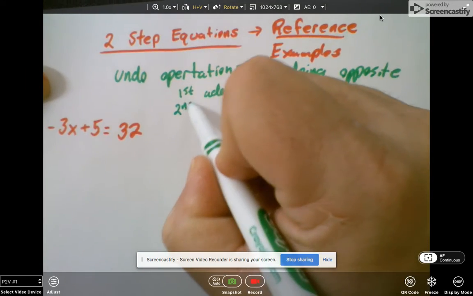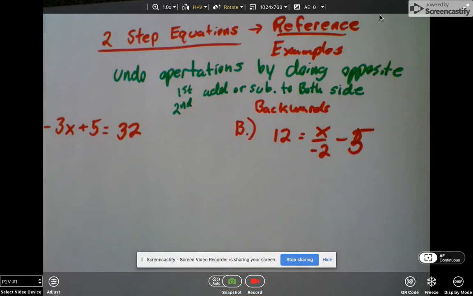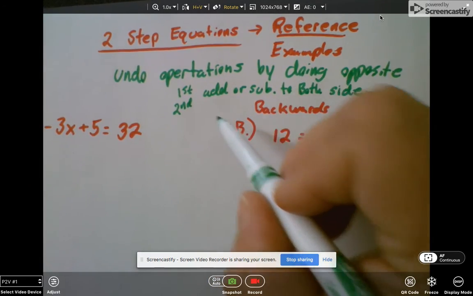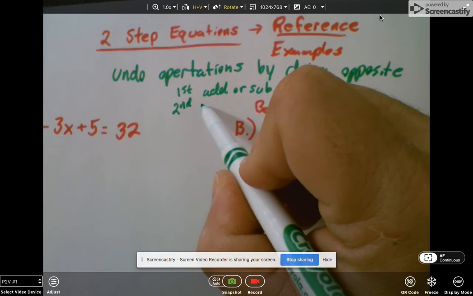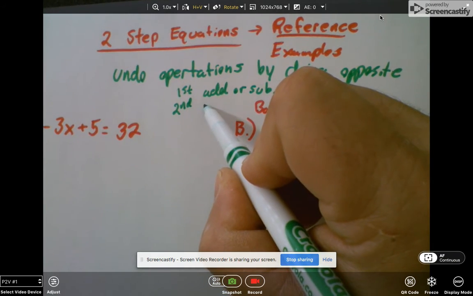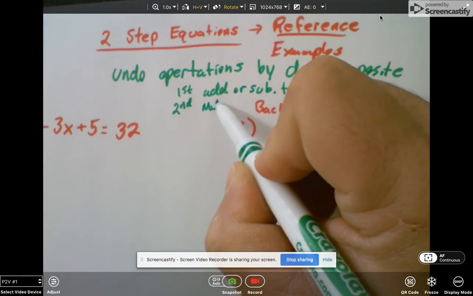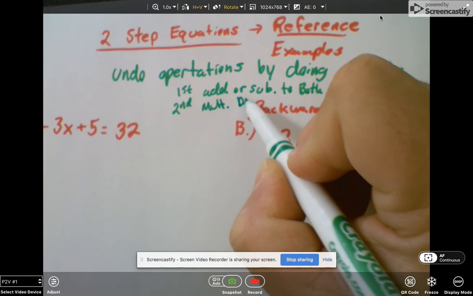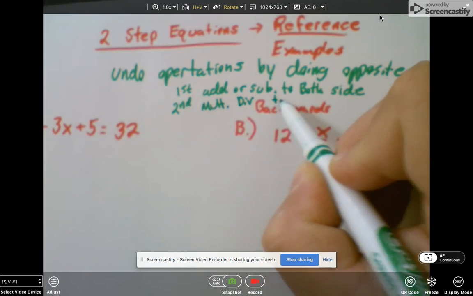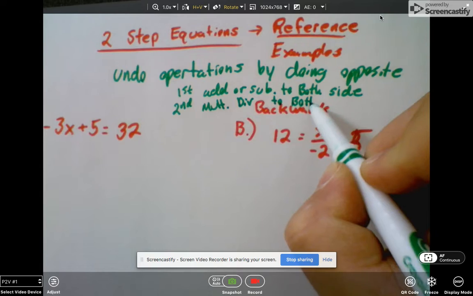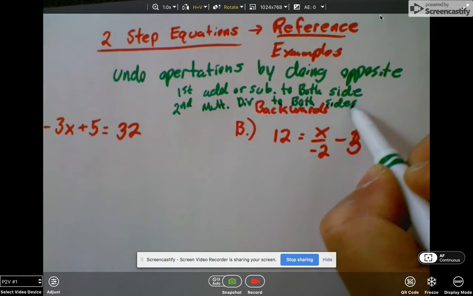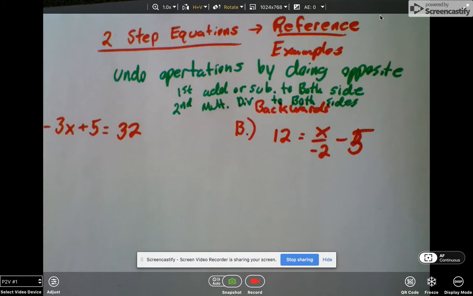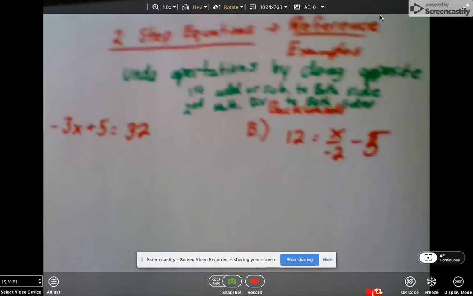And then second, usually with the two-step equation, you're going to undo the multiplication or division. So you'll have to do that second by multiplying or dividing to both sides. All right, so hopefully you're able to squeeze that in there, and let's look at the four examples today.